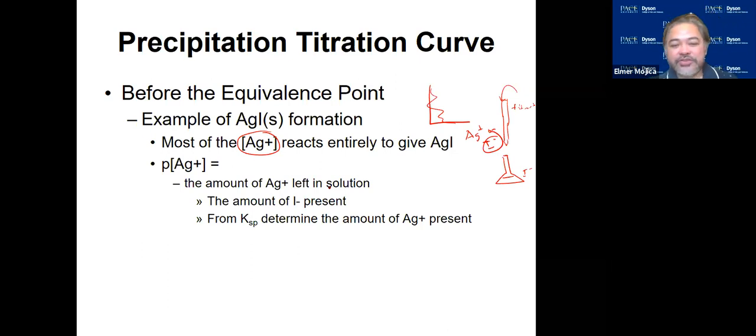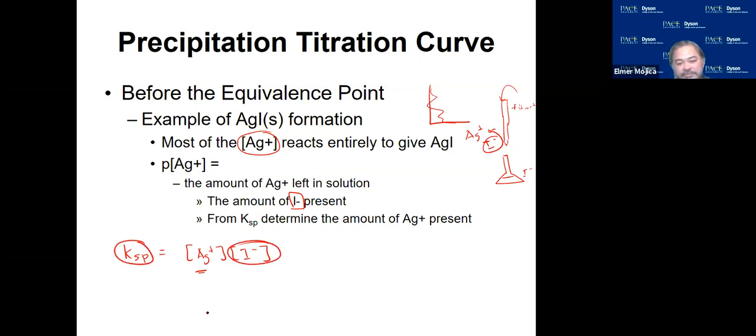And how do you get that? You know the amount of iodide present. And the KSP is going to be defined like this, right? So what is the concentration of the silver ion that you have there? You know this, this is given. So how are we going to get the concentration of the silver ion? Anyone? Because you need the concentration of the silver ion, and then from that, you take the negative log of it to give you the pAg.